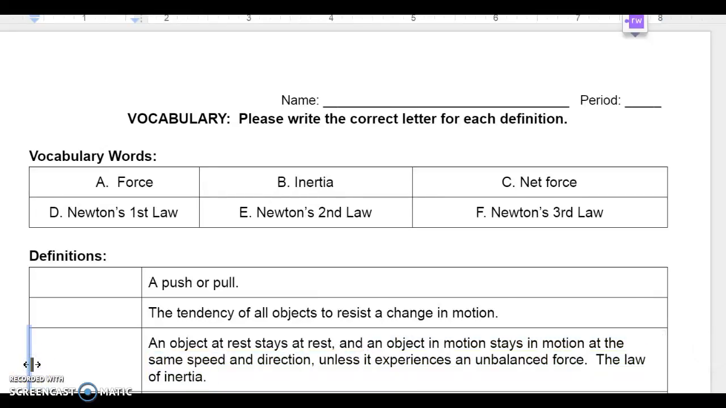This is Mrs. Duffy, and today we're going to take the forces and motions unit test. First, we'll do the vocabulary section.